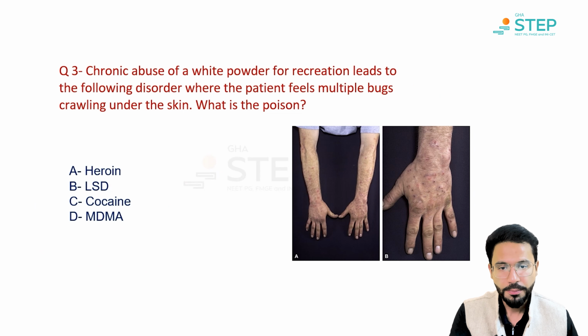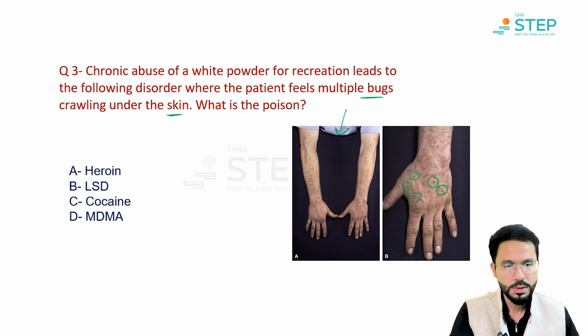Question number 3. A chronic abuse of white powder for recreation leads to the following disorder where the patient feels multiple bugs crawling under the skin. So multiple bugs crawling under a person's skin, like this image shows you, this person feels that there are multiple bugs and ends up scratching their body continuously, creating these multiple injuries, which could be abrasions, multiple abrasions. And what is this disease known as?